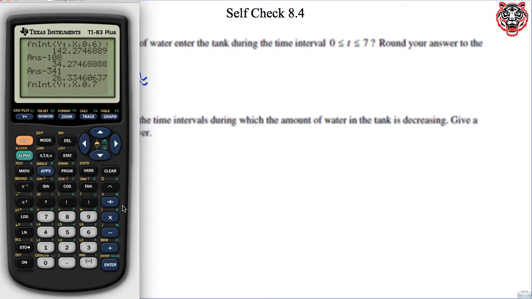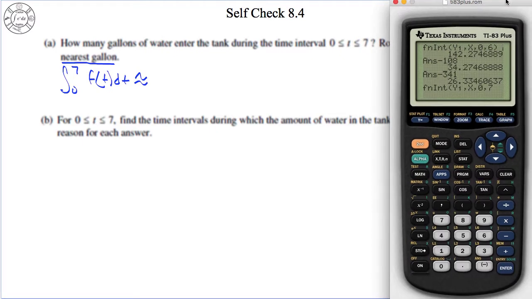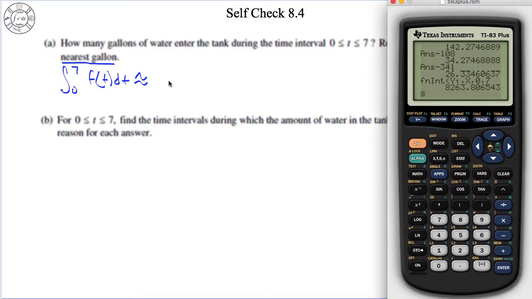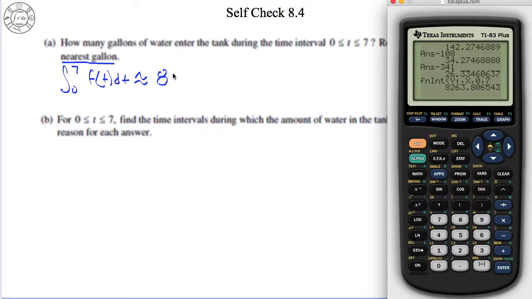If we don't round to the nearest gallon, is that a point off? It is, yep. You have to read instructions. I was so bad at reading instructions. So 8.263, or what am I doing? 8,264, because I'm rounding up. And that's in gallons. Have the correct unit here.